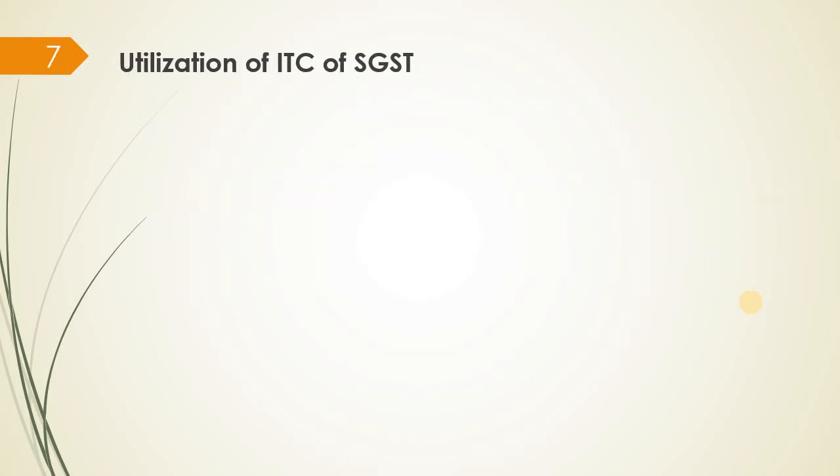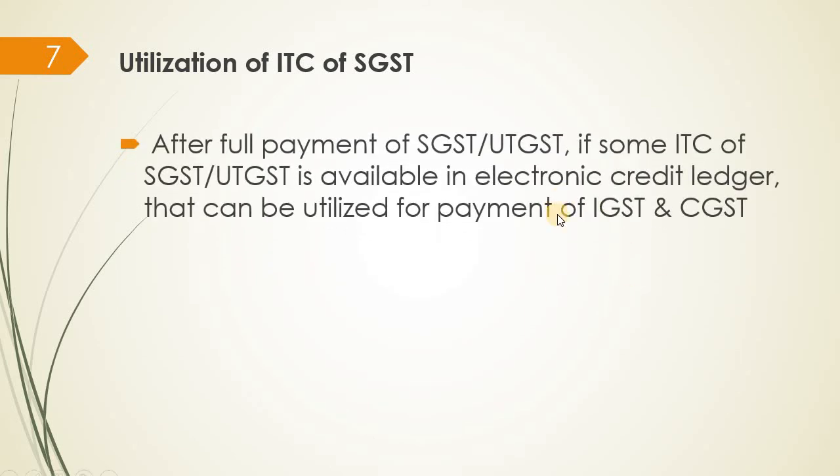Then utilization of ITC of SGST. So how we can settle the ITC remaining in the electronic ledger balance of SGST. So here also same thing. First it has to be settled with the SGST itself. So after full payment of SGST, UTGST, if some ITC of SGST or UTGST is available in the electronic credit ledger, then that can be utilized for the payment of IGST and CGST. So that means order is very specific here. First it has to be set off with SGST, then still if it is remaining, then it has to be used to set off IGST, then still if it is remaining, then it has to be used to set off CGST. So that is the order.